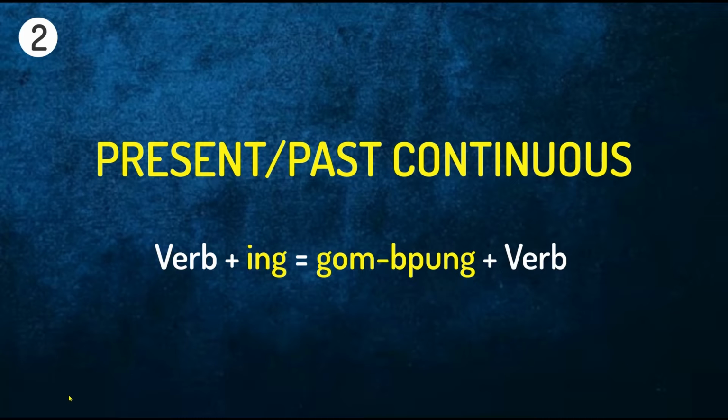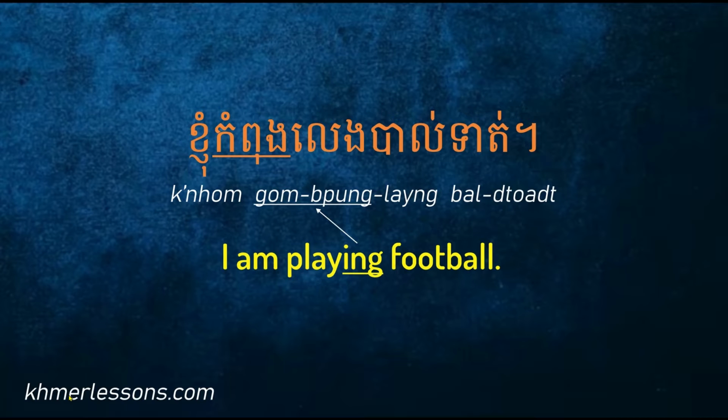So in English you use verb plus ing. And then in Khmer you say kampung plus verb. For present continuous or past continuous, verb plus ing in English, in Khmer kampung plus verb. Now let's see example. I am playing football. So right now I am playing football.